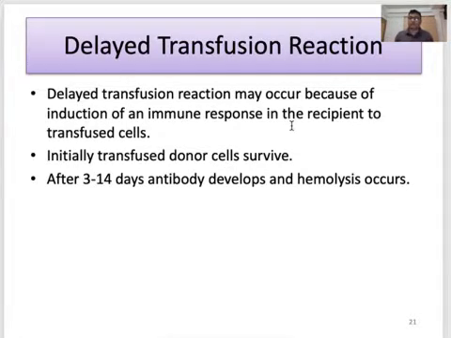If my body produces antibodies against the donor's blood cells after 3 to 14 days, then they will cause the lytic reactions, the cytolytic reactions. And as it happens at a delayed time from the transfusion date, these are called delayed transfusion reactions.